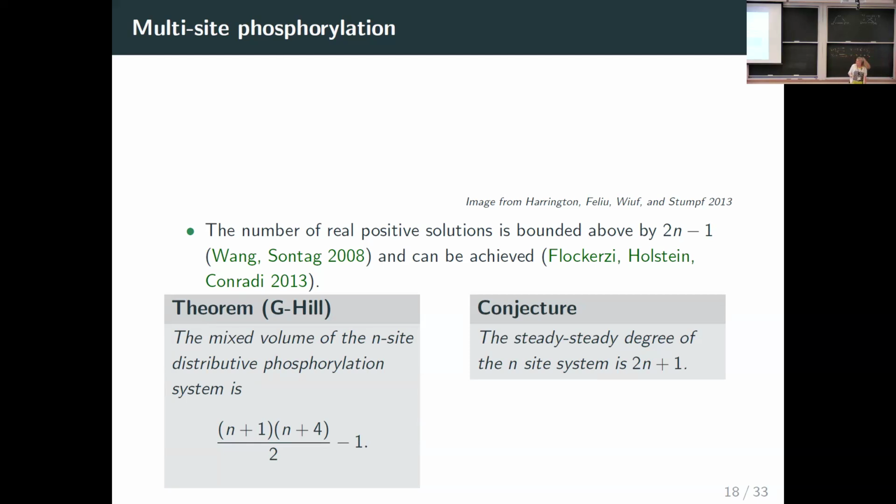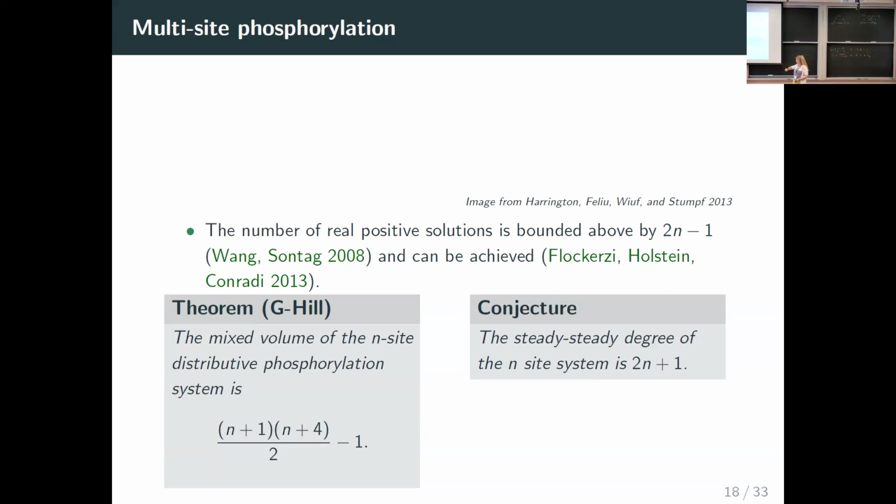And in fact, I'm saying this as a conjecture because it's not specifically written, but it's sort of hidden in that Wang-Sontag paper, I believe, that the steady state degree is going to be 2n plus 1. So you're only off by 2. But when we compute the mixed volume, the degree is linear in n, but we get something that's quadratic in n.